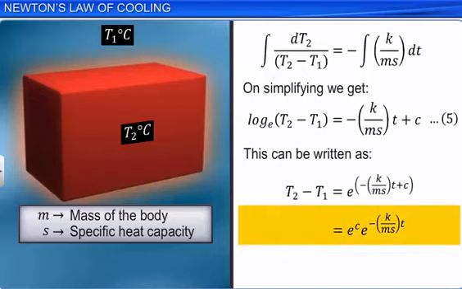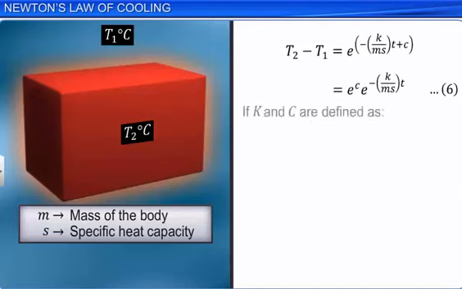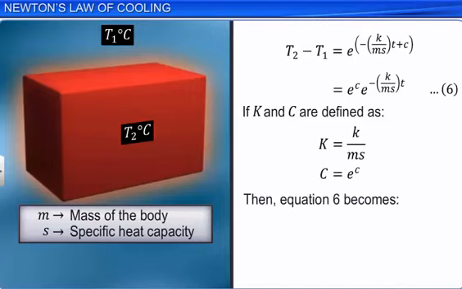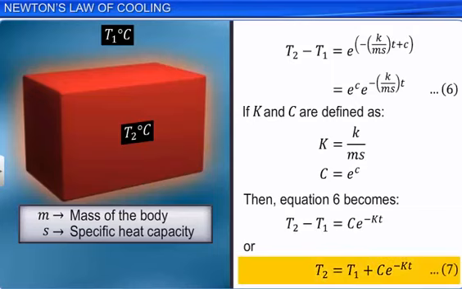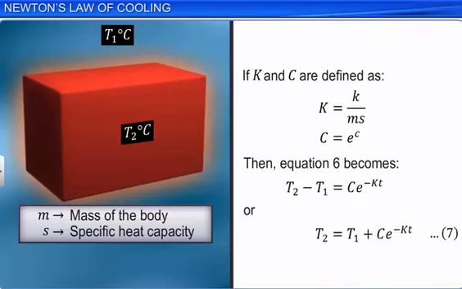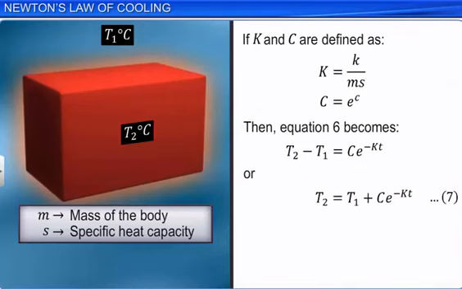If we define K equal to K by ms and C equal to e raised to the power C, then equation 6 becomes T2 minus T1 is equal to C into e to the power minus kt, or T2 is equal to T1 plus C into e to the power minus kt. Let this be equation 7. This equation can be used to calculate the time taken for a body to cool through a particular range of temperature. The law is applicable to small temperature differences.